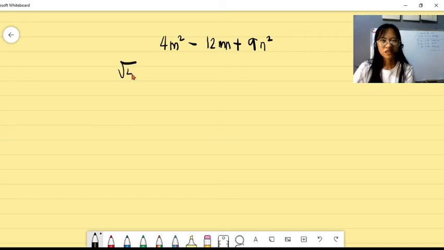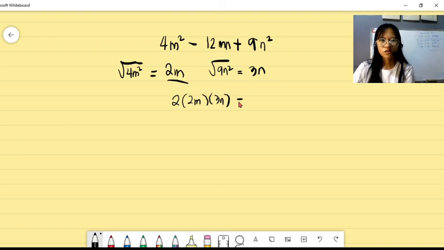So, let's find the square root of 4m squared. This is actually equal to square root ng 4 is 2, square root ng m squared is m. Ngayon, kuhanin naman natin yung square root ng 9n squared. So, ito ay square root ng 9, 3. Square root ng n squared is n. Okay? Then, let's multiply 2 times 2m times 3n. So this is equal to 2 times 2 is 4 times 3, 12mn, which is the same with the middle term, na 12mn.